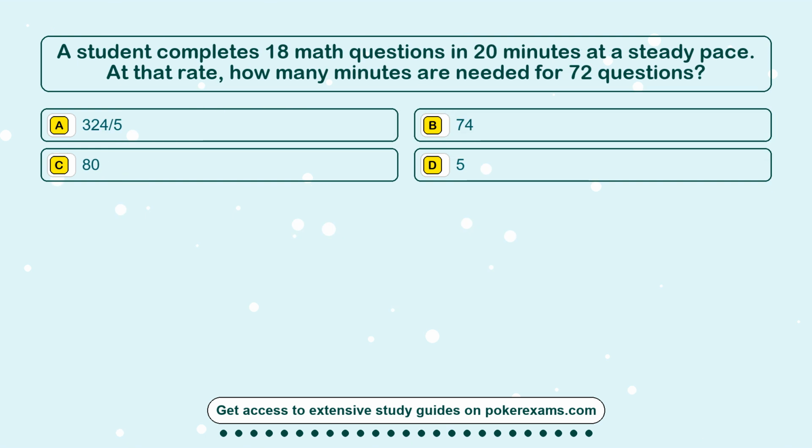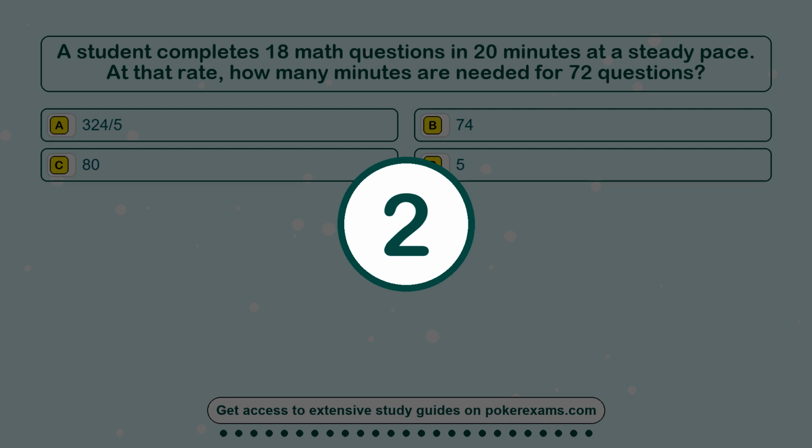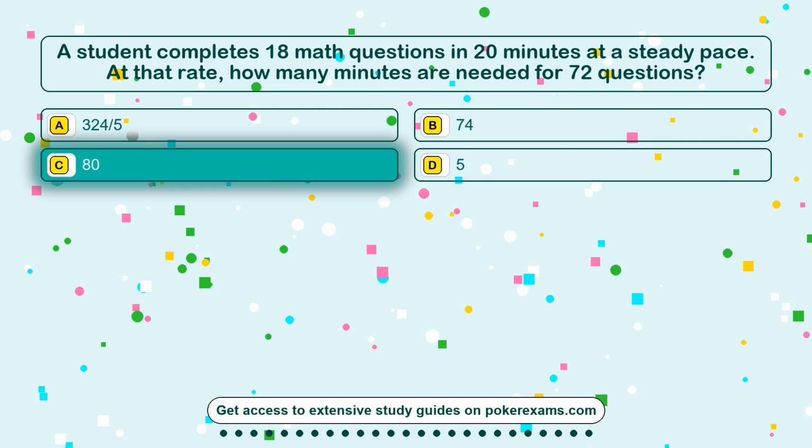Question 5. A student completes 18 math questions in 20 minutes at a steady pace. At that rate, how many minutes are needed for 72 questions? Option A 324/5. Option B 74. Option C 80. Option D 5. The correct answer is option C, 80.